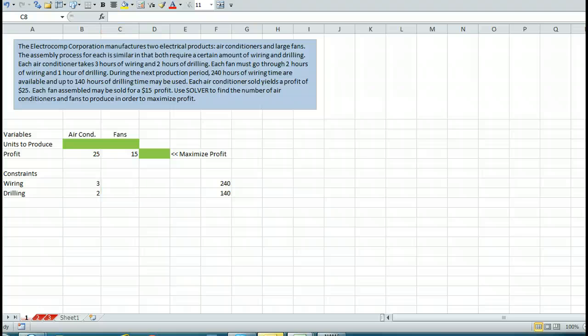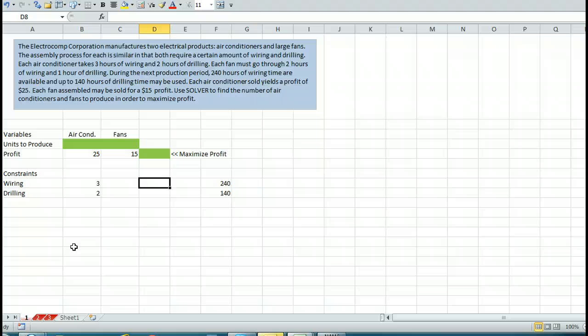Okay, so we'll have both of those numbers filled in. Then right here, I want to total all of the wiring hours because we've only got a total of 240 hours. For every single air conditioner, there's going to be 3 hours of wiring. For every single fan, there's going to be a certain other number of wiring hours that you have to fill in. It's up in the paragraph.